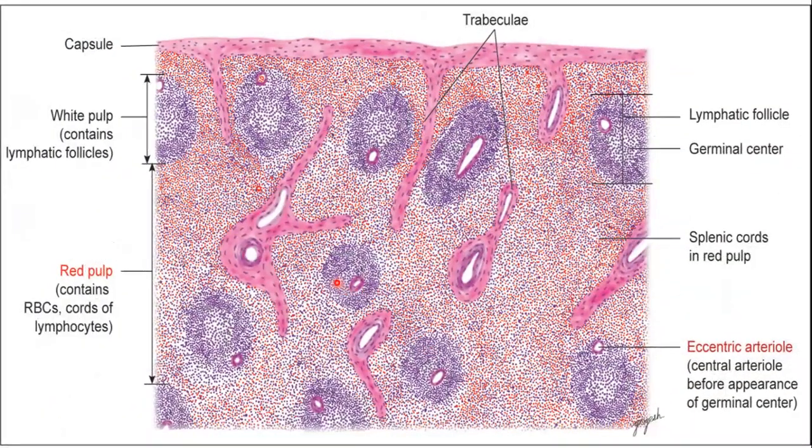This is the red pulp. It is hard for you to distinguish where the cord is and where the sinusoid is, but it will contain some red blood cells. You also have macrophages within it. Here you can see clearly this is a splenic nodule. Now this is the periarterial lymphatic sheath. But in the others, you can see you have germinal centers.